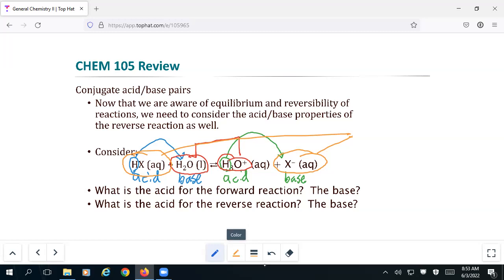And identifying these pairs is important because what we will find is that the properties of strength that are associated with one directly correlate to what we will associate with the other. They'll correlate actually in an inverse relationship. The stronger one of the conjugates is, the weaker the other one is going to be, and vice versa.